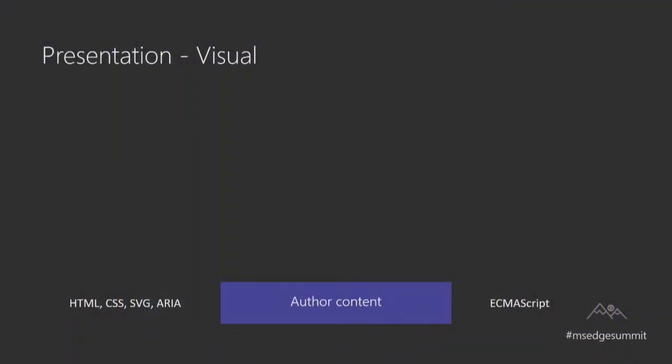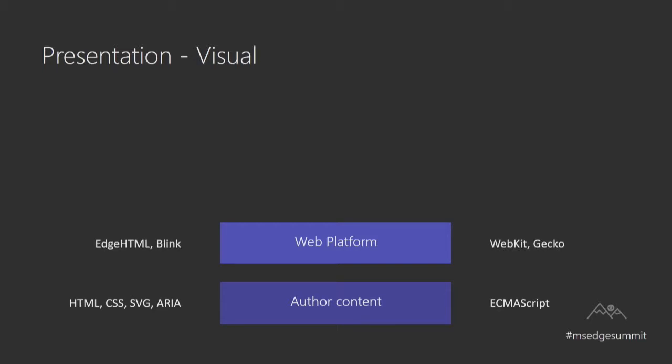Let's talk about content presentation. It comes down to really a few simple steps. The authors create their content, the markup, CSS, styles, image resources, they add accessible information, script. And then the web platforms really just transform this into the visual output. They draw pixels on the screen, they use VR headsets and display.